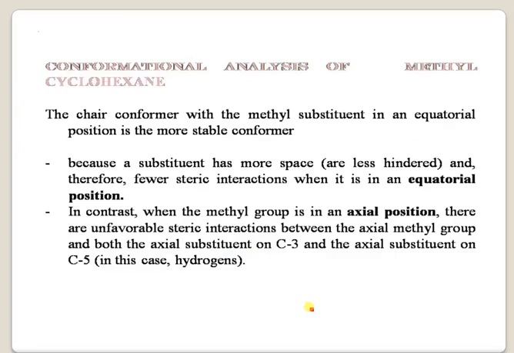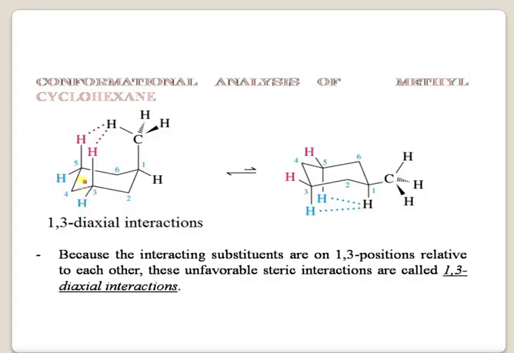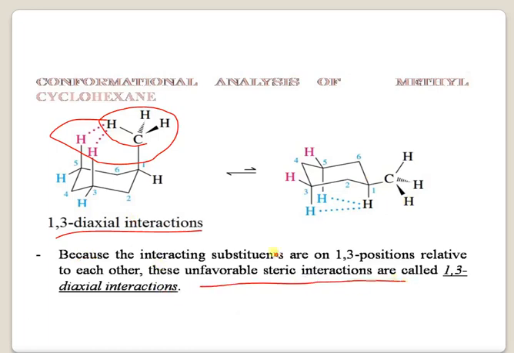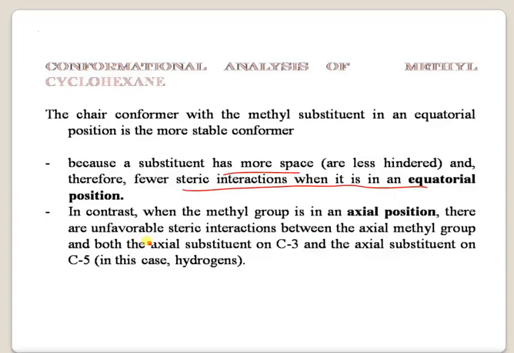We will see this. The substituent has more space and is less hindered, and therefore has fewer steric interactions when it is in the equatorial position. You see this one is the 1,3 diaxial interaction. This is called 1,3 diaxial interaction. That's why the axial is less stable than equatorial. Because the interacting substituents are on the 1,3 positions relative to each other, these unfavorable steric interactions are called 1,3 diaxial interactions.